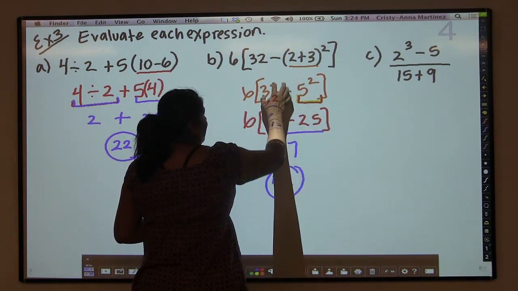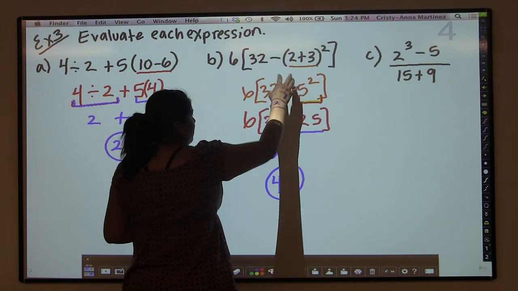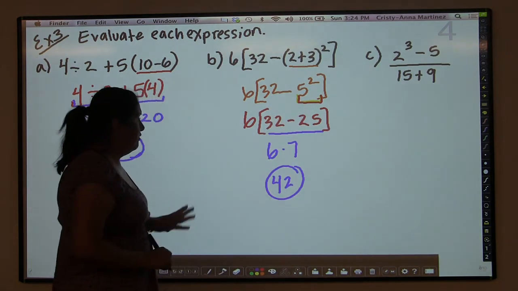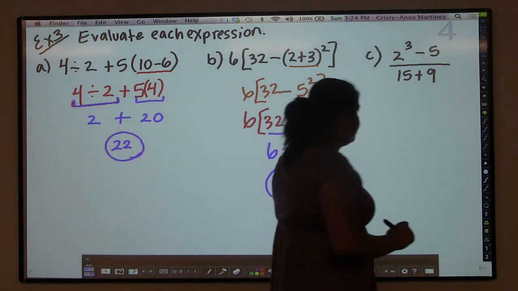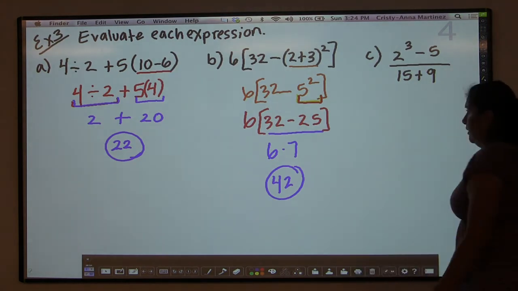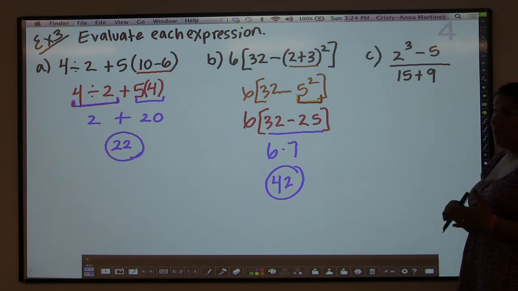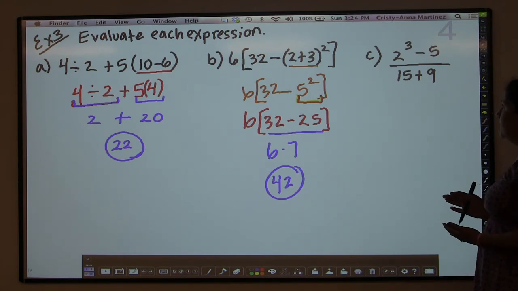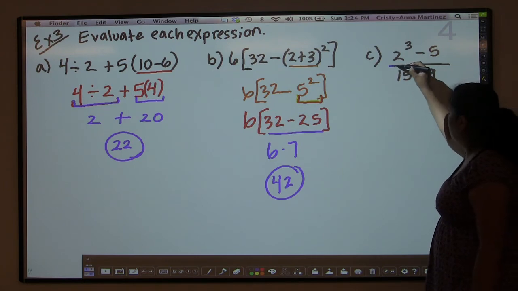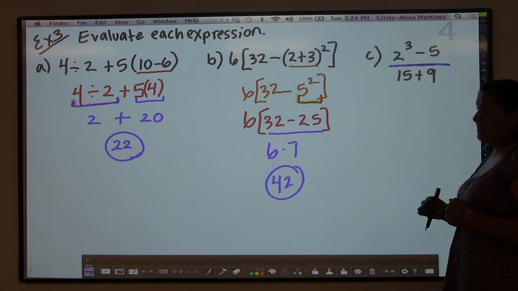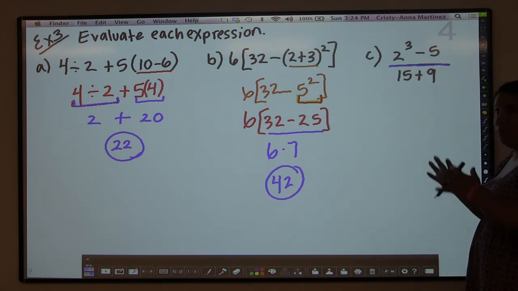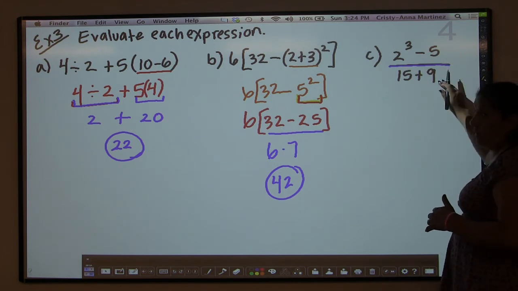So we had to stay inside the grouping symbols before we could carry on. So there we go with that guy. And then this last one I wanted to make a little note of, because sometimes we can think that grouping symbols are only parentheses or brackets. But what you have in C is that this division bar is actually acting as a grouping symbol because it is separating the 2 groups, the top and the bottom.